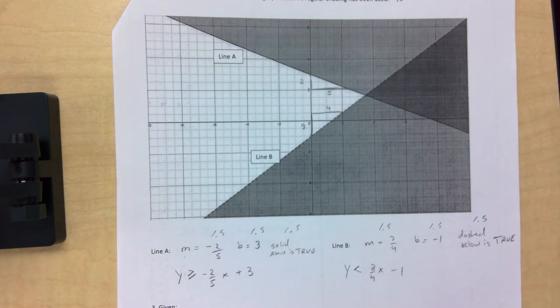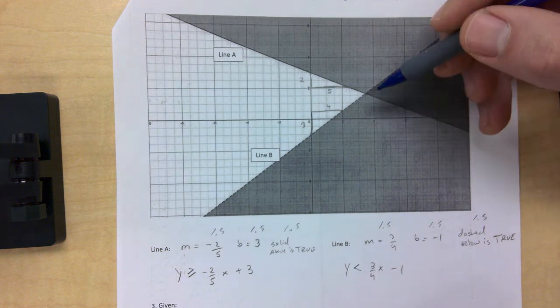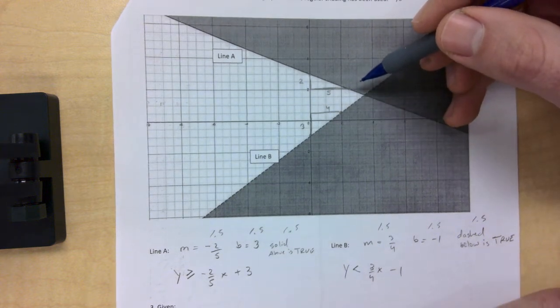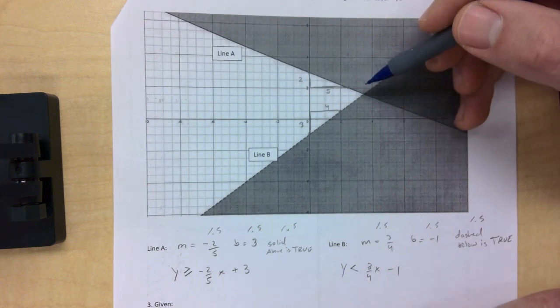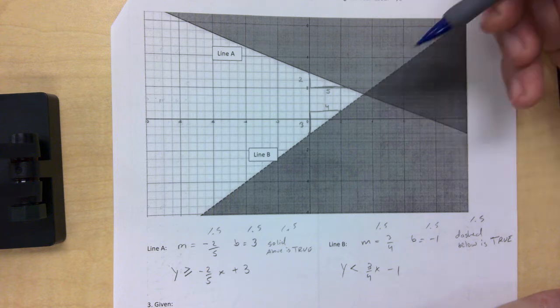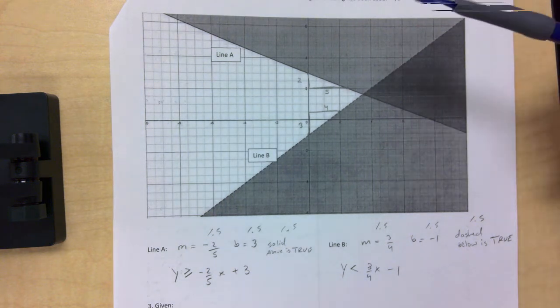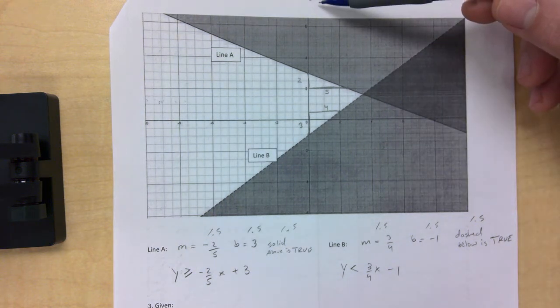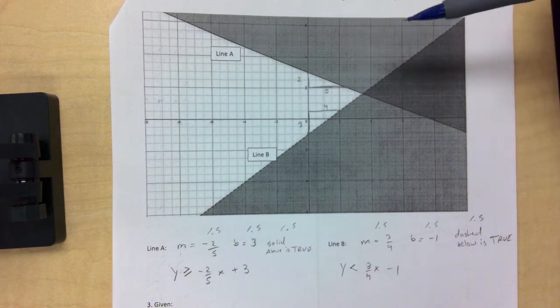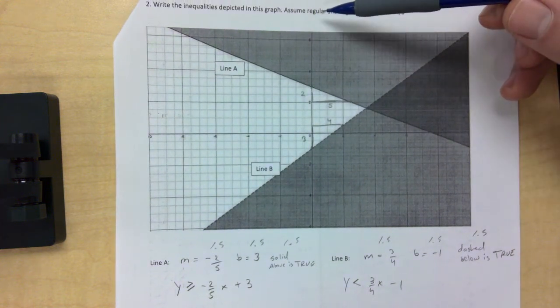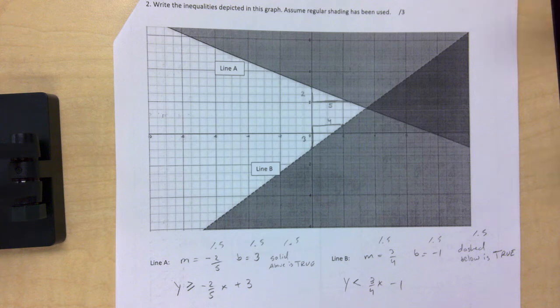Okay. I don't have a completely blank copy of this, so you're just going to have to bear with me here. But regular shading has been applied. That's what it says at the top. It says regular, meaning that whatever is shaded is actually the true region.